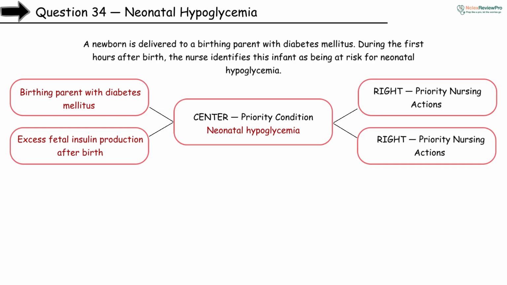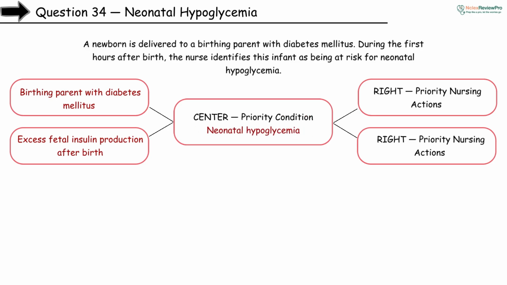These two go together. During pregnancy, maternal glucose crosses the placenta. The fetus responds by producing high levels of insulin. After birth, the glucose supply suddenly stops when the cord is clamped, but insulin remains high, and that leads to rapid hypoglycemia.